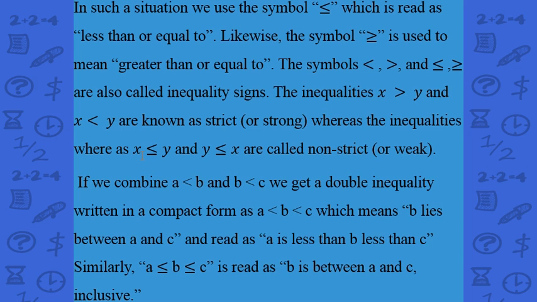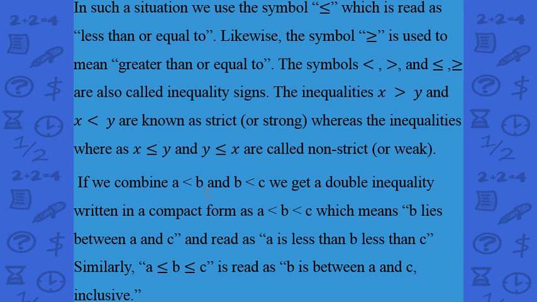Whereas the inequalities where x is less than or equal to y and y is less than or equal to x are called non-strict or weak inequalities. Why? Because you have two options over here. It could be equal and it could be less than.